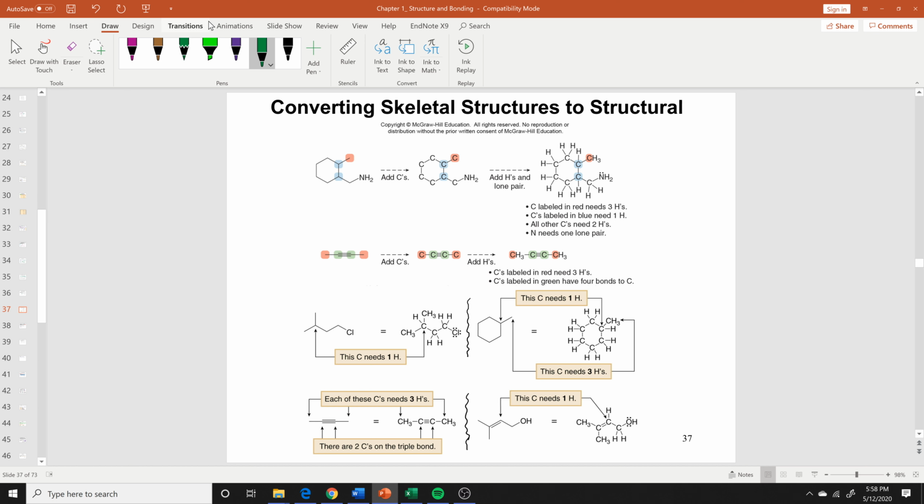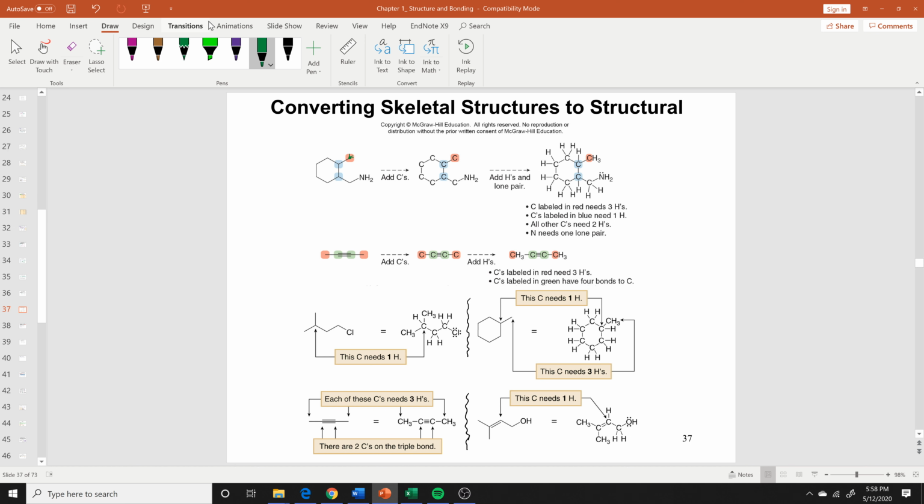More examples of how to convert skeletal into structural formulas. Here I am doing it in steps, but once you get trained, you can go from the skeletal immediately to a structural formula. Just know that this carbon over here is a CH3 because it has 1 bond, so it needs 3 hydrogens. See what I did over here. The first thing, I added the carbons. These are the steps.